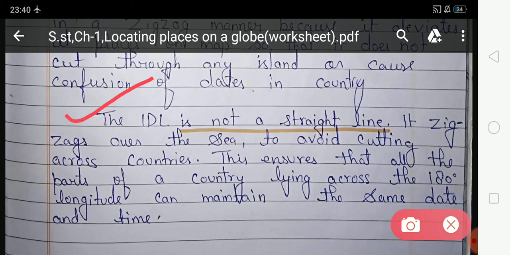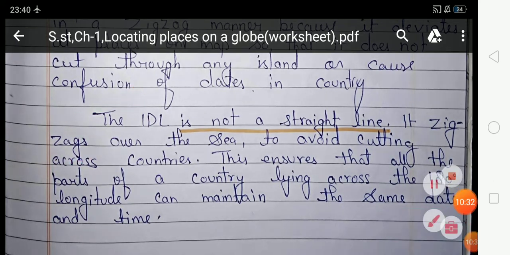So student, I hope you all have understood the worksheet, and you have to do these questions in your CW of social studies, and this is your today's homework. That's all, and thank you.